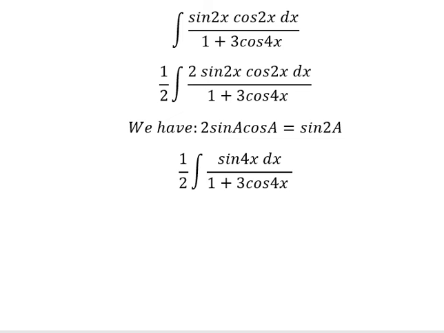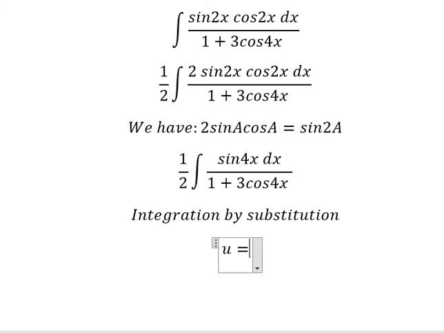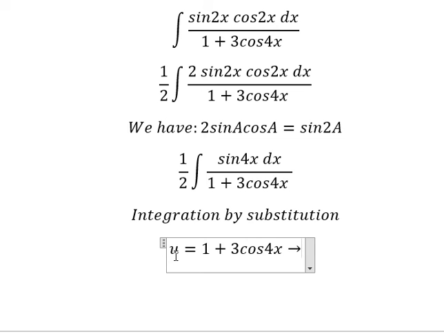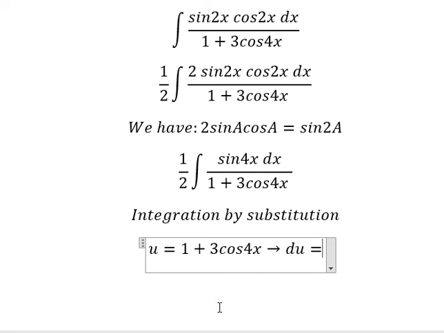Next, we need to use integration by substitution. So I will put u equal to 1 plus 3 cosine 4x. After that, we take the first derivative of both sides. This one is a constant, so you get 0.